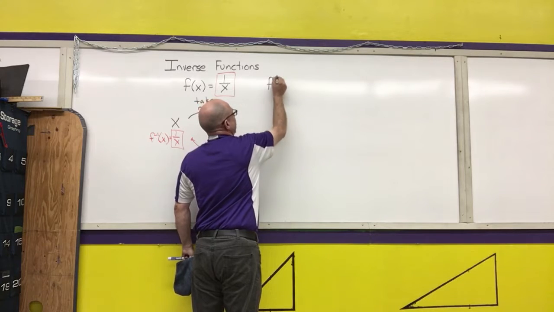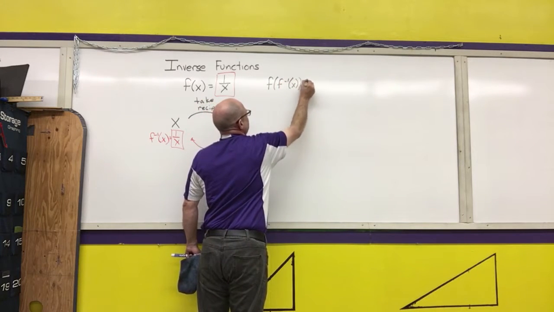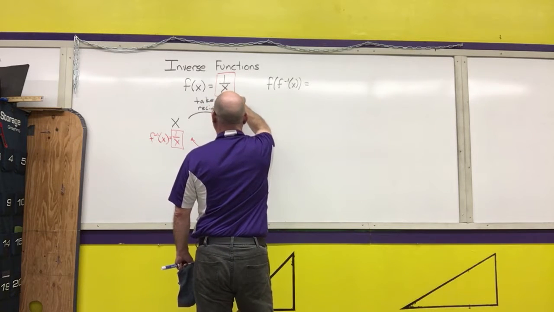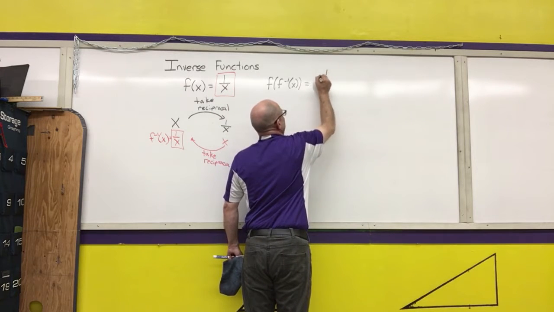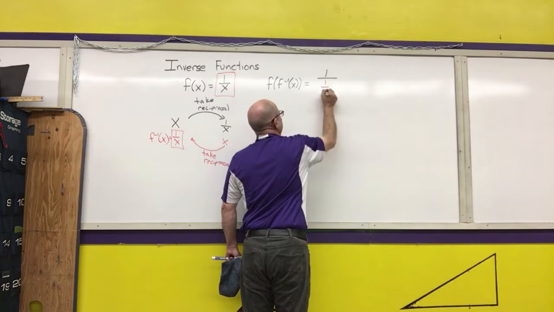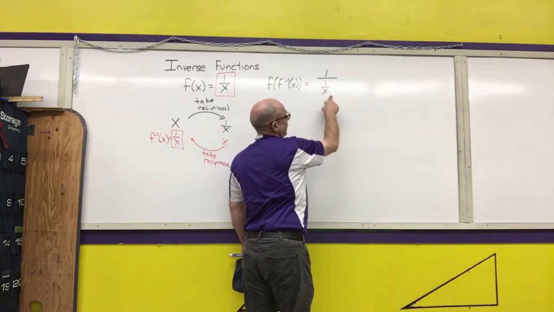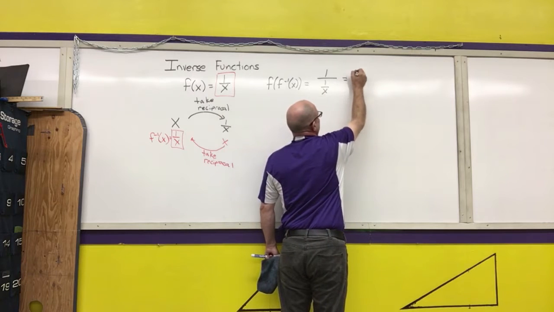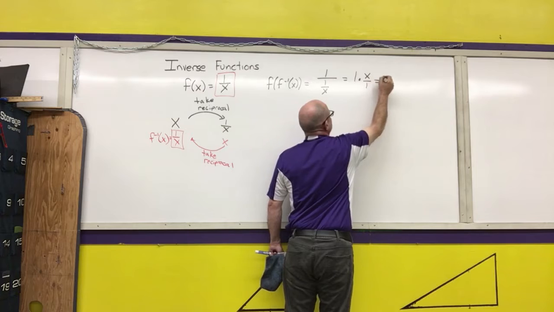So f of f inverse of x says to take the outside function, which is 1 over x, except where there's parentheses, write the inside function. So that gives me 1 over x. Well, dividing by a fraction is the same thing as multiplying by its reciprocal. So that is 1 times x over 1, which is just x.